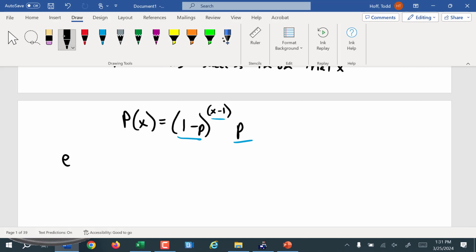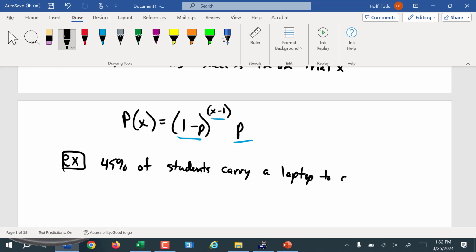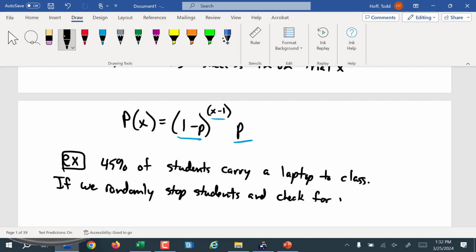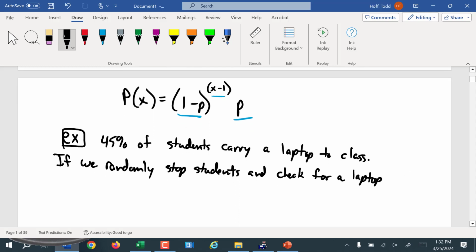So an example here, if we say that 45% of students carry a laptop to class, if we randomly stop students and check for a laptop, obviously not stopping them and searching them, we're just stopping them and asking them if they have a laptop with them.